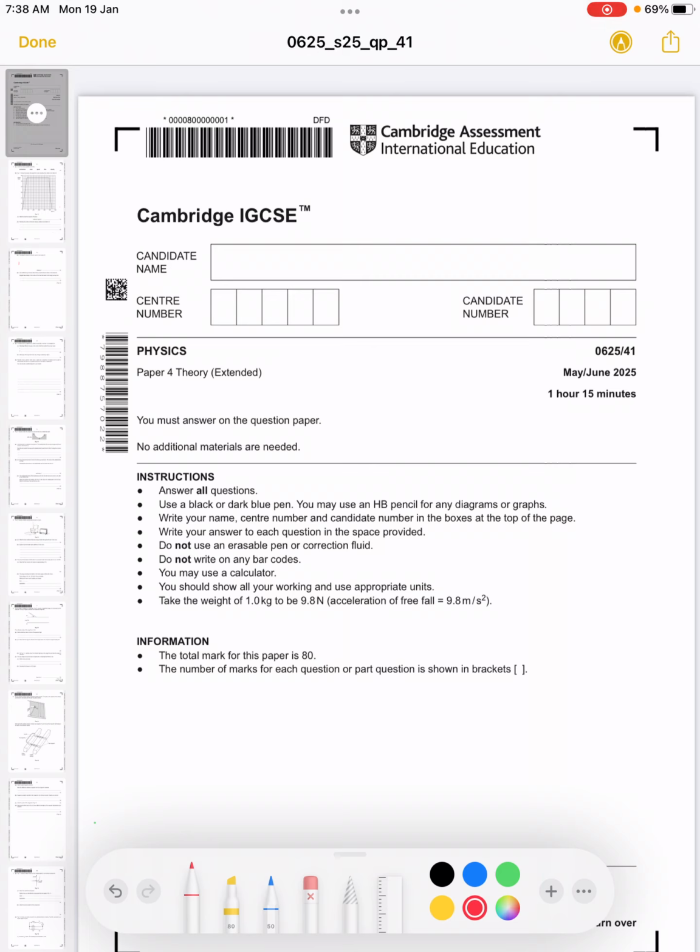Assalamu alaikum everyone. Today we are doing Cambridge IGCSE past papers, paper 4, theory extended, and the code is 062541. I am doing variant 1, May June 2025.